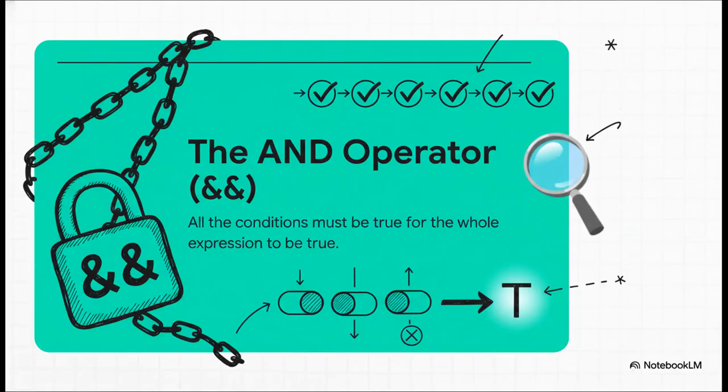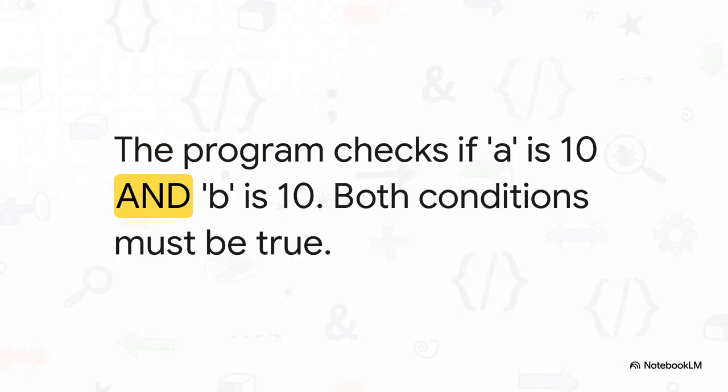First up is the AND operator, which is just 2 ampersands. Now, this one is the strict one. It requires that every single condition you give it has to be true. If even one of them is false, the whole thing is false. No exceptions. So, if you look at this code example, it's basically asking the question, is variable A equal to 10? And is variable B also equal to 10? Both have to be true. If A is 10 but B is 9, nope, the whole thing fails.